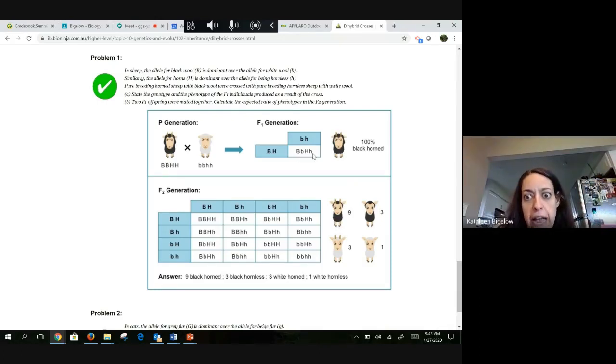You do first, outside, inside, however makes sense for you. And then once you have your gametes, you put them in your cross, and you do your multiplication essentially to figure out what your offspring is going to be. And then once you have that, you work out your ratios.